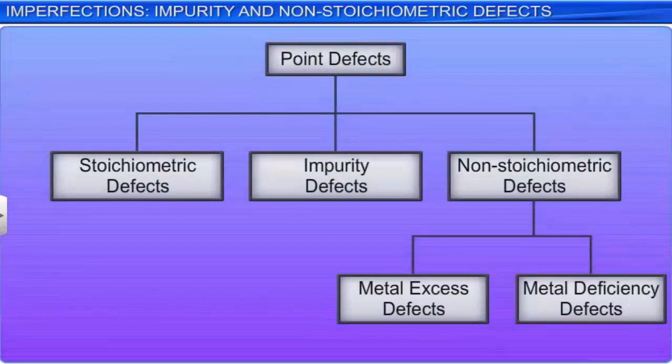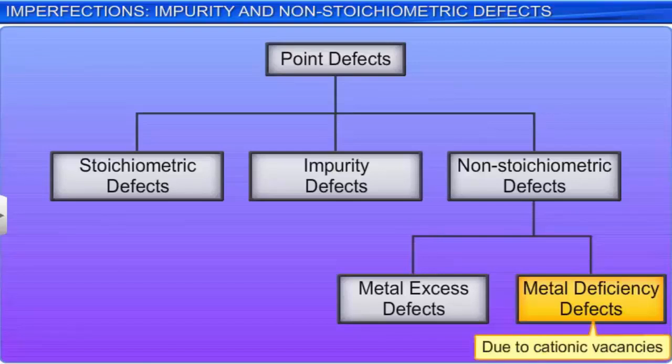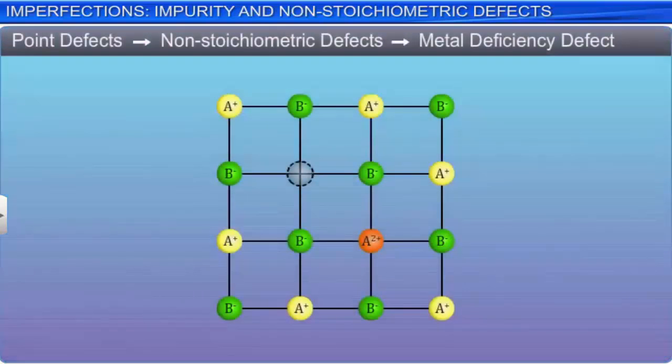The other class of non-stoichiometric defect is metal deficiency defect. This defect may arise due to cationic vacancies. It occurs when positive ions are missing from its crystal lattice.